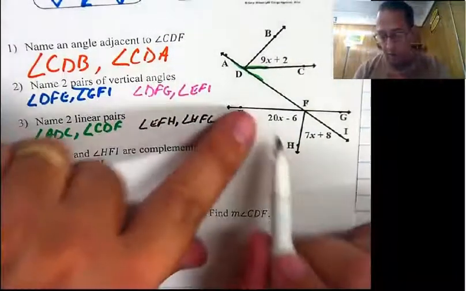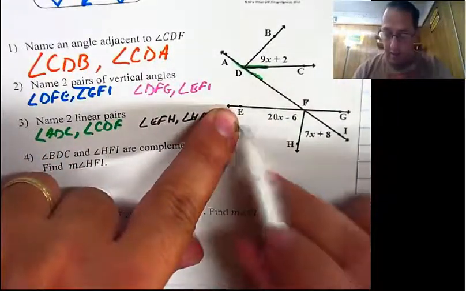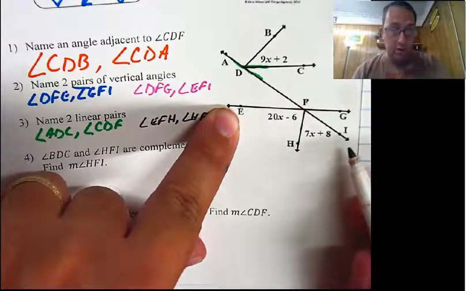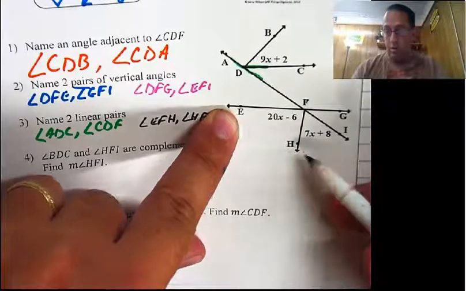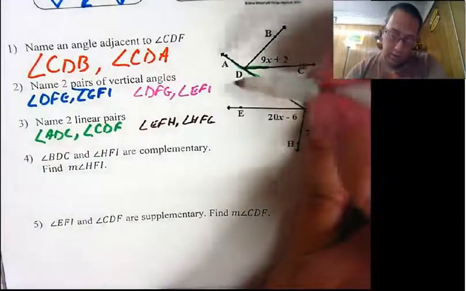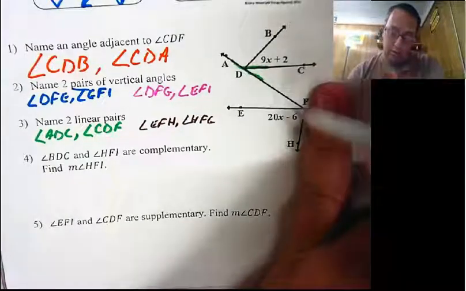Here's some. We could have done AFE and EFI, which would have worked. Would AFE and EFH work? No, because there you see the two sides that aren't being shared don't make a straight line, do they? So that's not good.